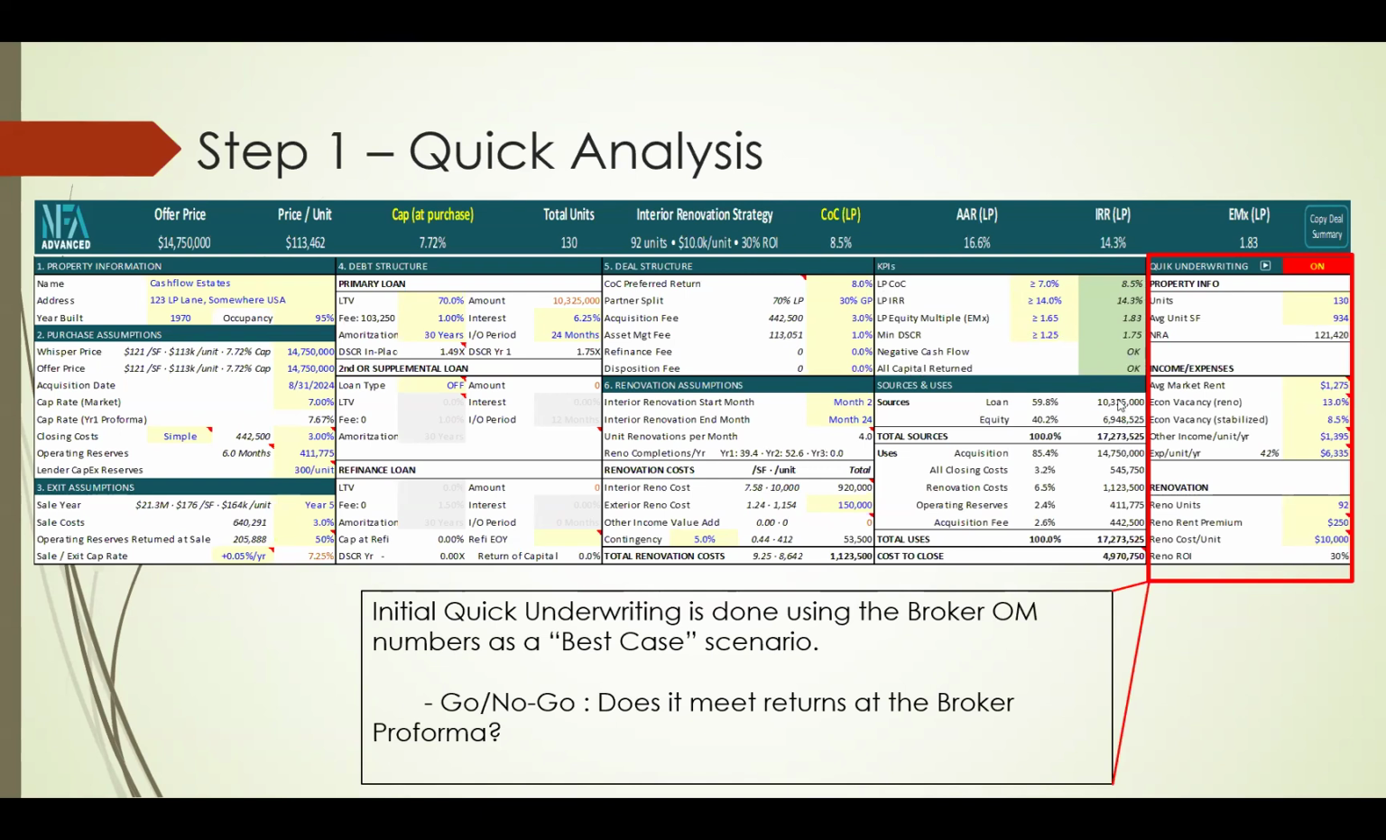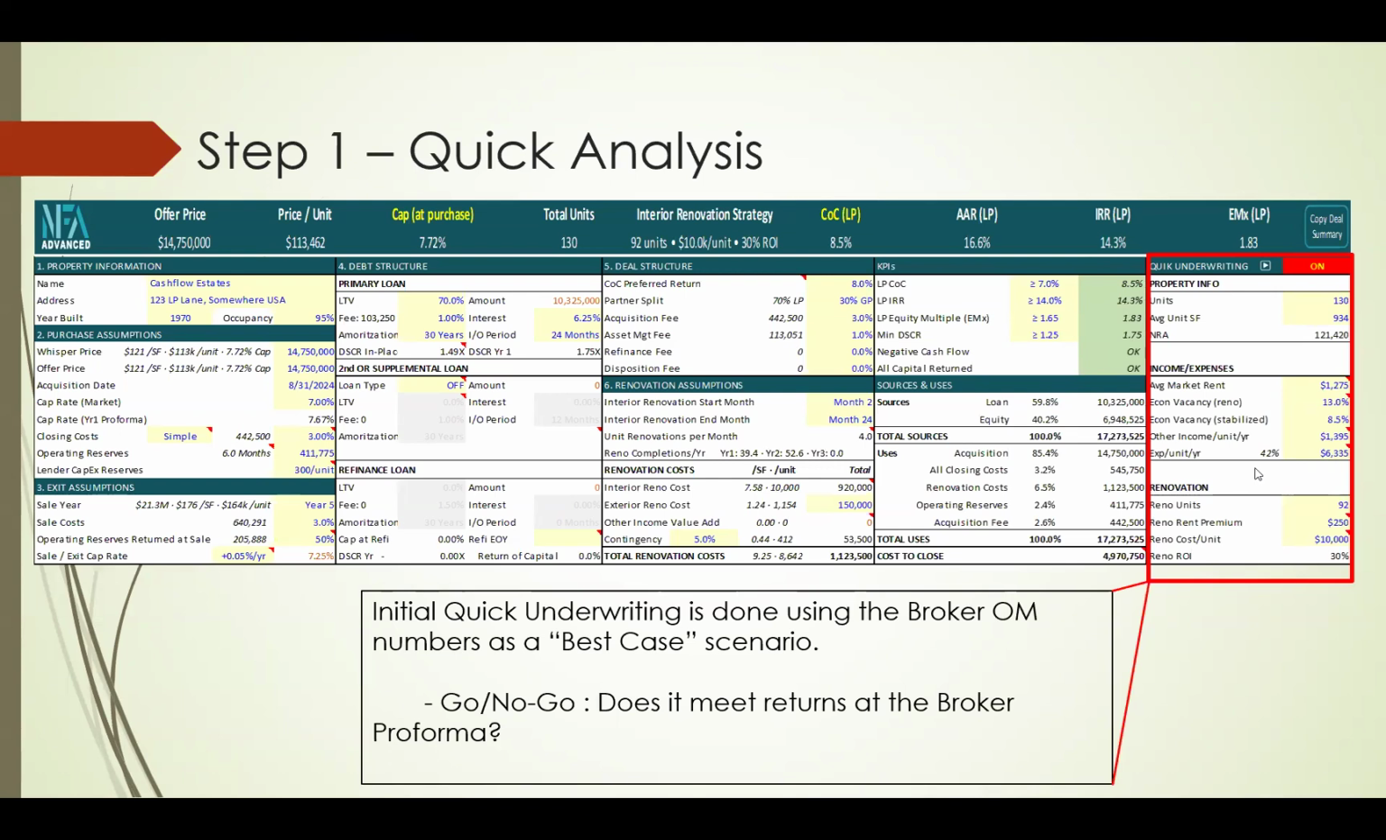So 130 units. They were saying that the average market rent, and that market rent would be blended between units that are renovated and what those classic units could get, of $1,275. Economic vacancies of really standard numbers of 13%, 8.5% after we do the renovation. Expenses there a little low at 42%. We'll typically see somewhere between 45, 50, maybe a little bit higher. But we're running with their numbers.